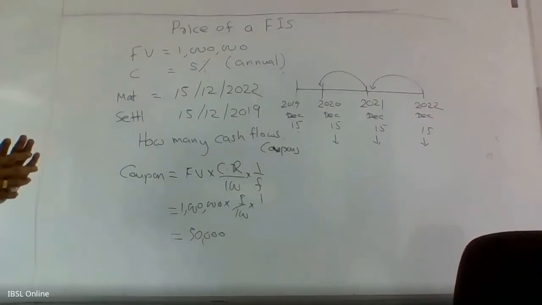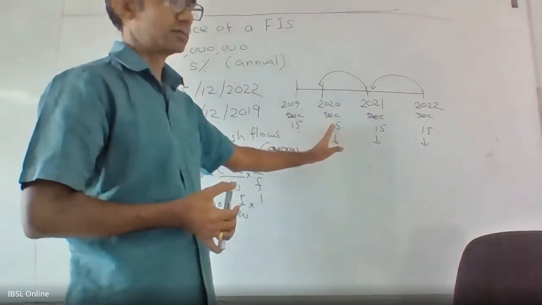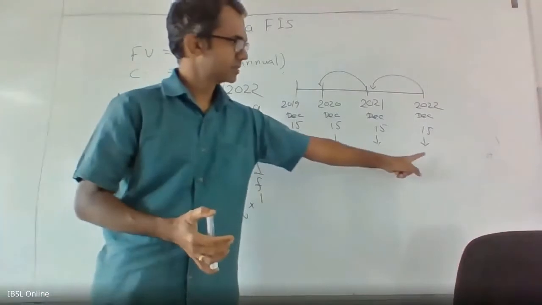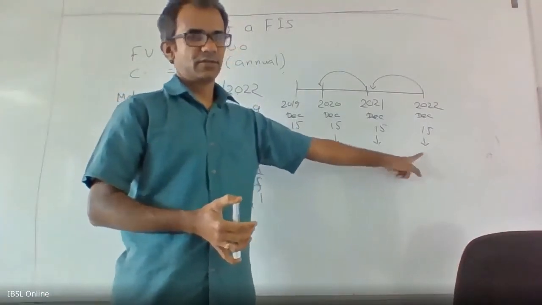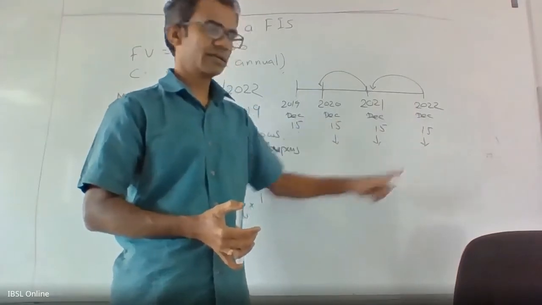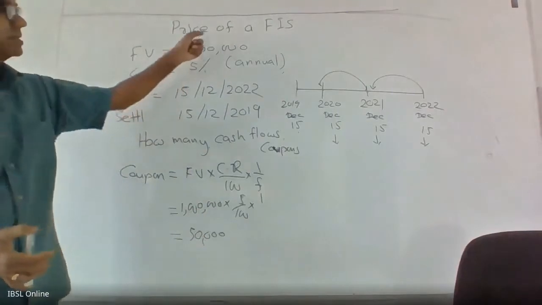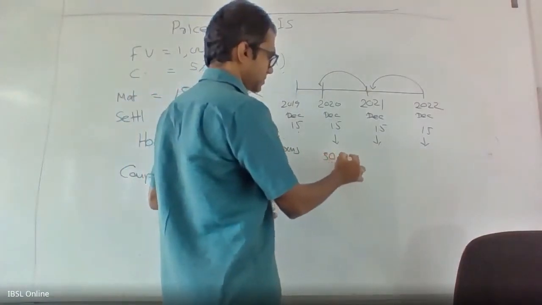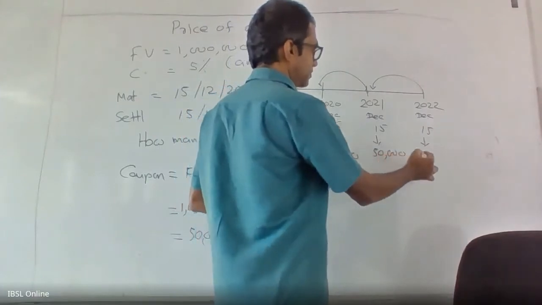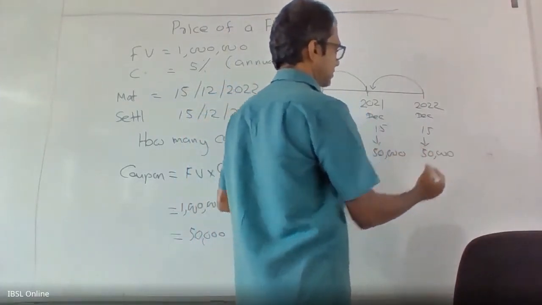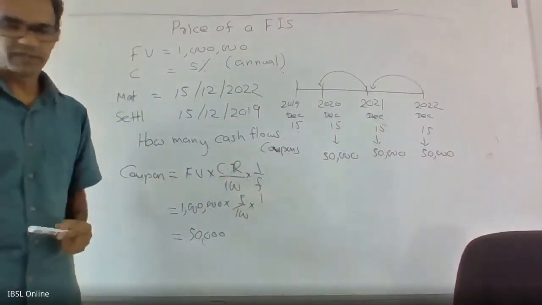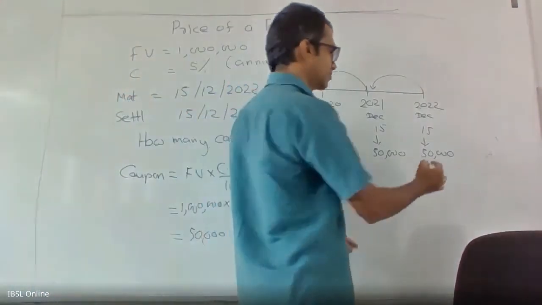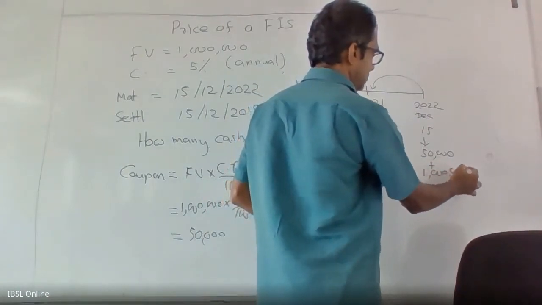Every year on 15th December, you get 50,000 as coupons, but on the last year, December 15th, 2022, you get 50,000 plus this face value. So 50,000, 50,000, 50,000. Those are the coupons. But if I change it to cash flows, the last one is 50,000 plus 1 million.